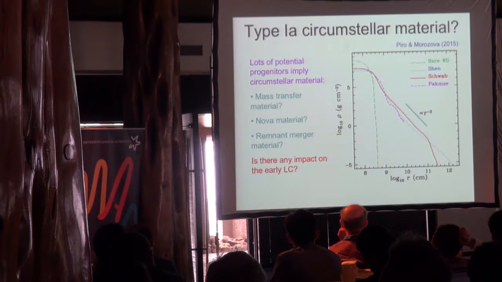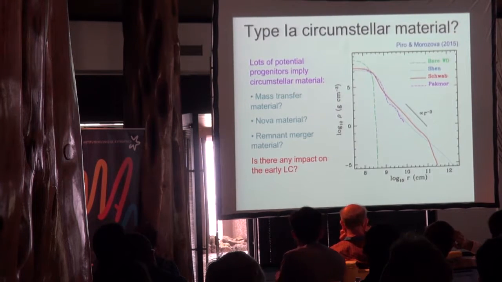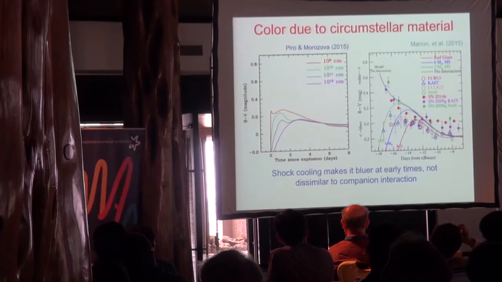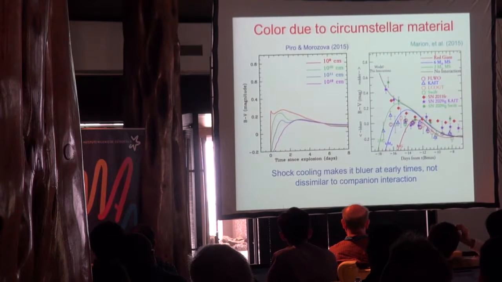And so here are just some examples to get an idea of density versus radius. This is a normal bare white dwarf. But you might expect, for example, from a merger that you might have some more extended material there. So the question is, can we constrain this with the light curves, the data that we're taking? And one of the best ways we found to constrain this is potentially from the early color evolution.